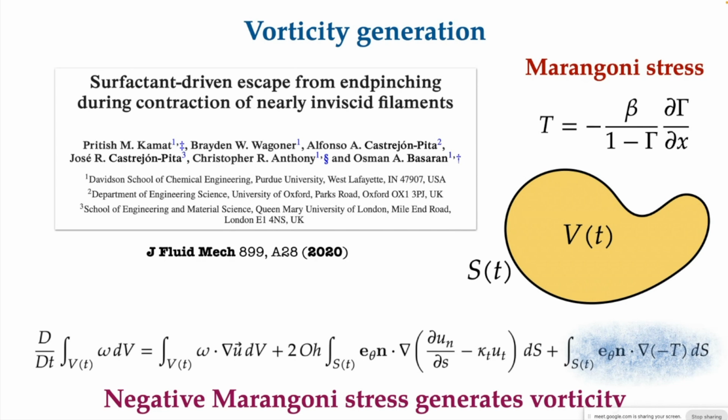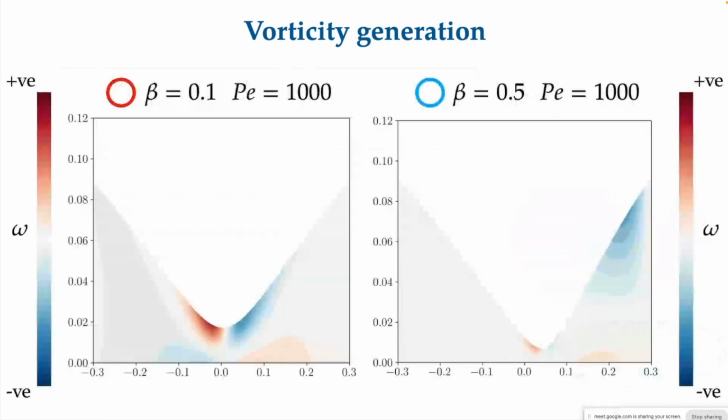So yeah, negative Marangoni stresses generate vorticity. And you could very well look for Pe 0.1, where we had this existence of negative Marangoni stresses. There's a positive vortex over here and negative vortex over here. However, for 0.5, we don't see any such significant vortex.